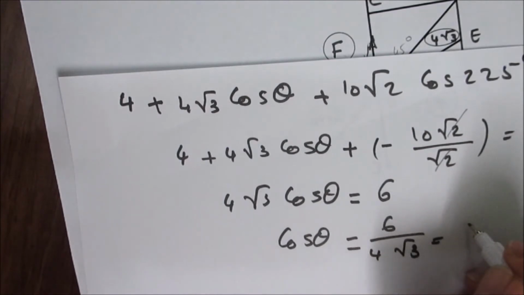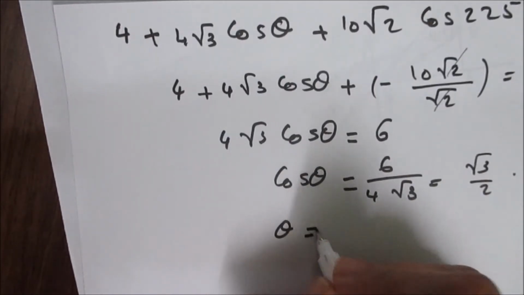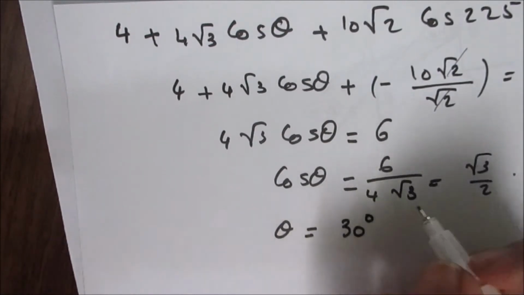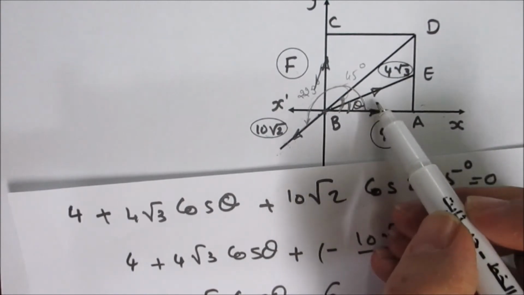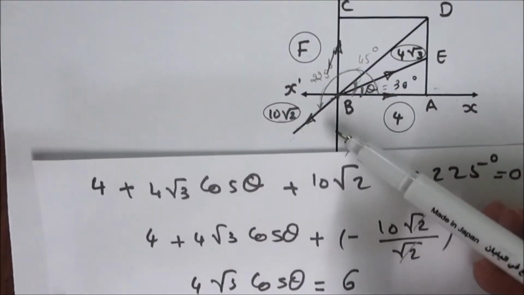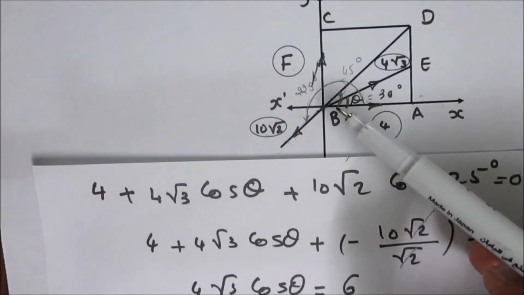This equals square root 3 over 2. Therefore, theta equals 30 degrees. So the measure of angle ABE equals 30 degrees. Now the algebraic sum of the components in the y direction equals 0.